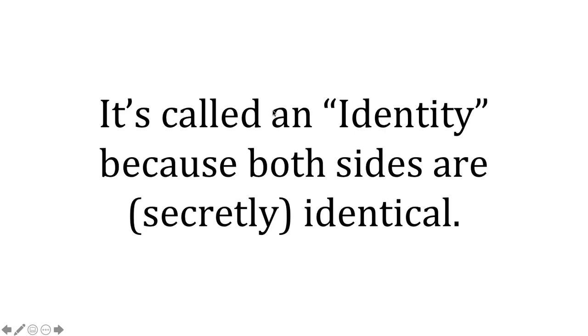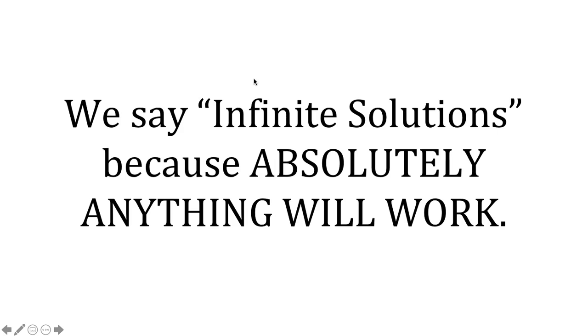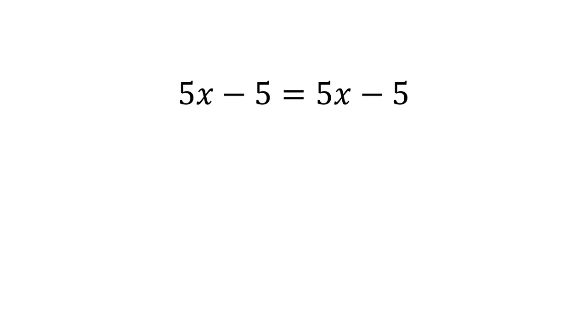It's called an identity because really you've got an equation where both sides of the equation are identical. Sometimes it's hidden that they're identical, but they're identical to each other. And we say that they're infinite solutions because absolutely any number will work. Okay, so let's say you have an equation like this. 5x minus 5 equals 5x minus 5.